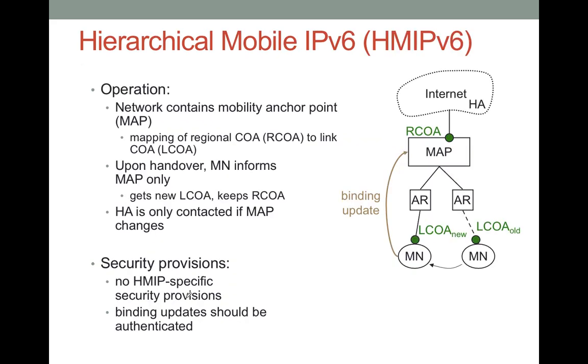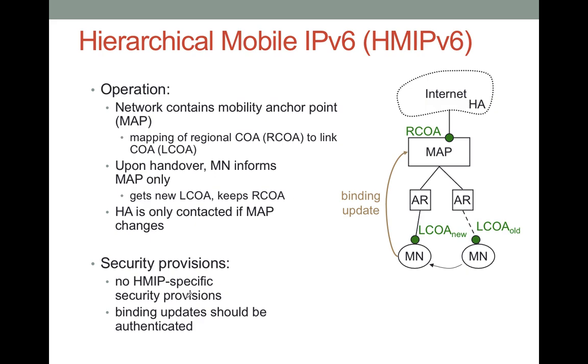Okay, we have talked about cellular IP and Hawaii, and this is another approach, hierarchical mobile IP version 6, or HMIPv6. How they operate is the network contains a mobility anchor point, or they call it MAP. The MAP maps the regional care-of address, RCOA, to the link care-of address, or LCOA. That's the function of the MAP.